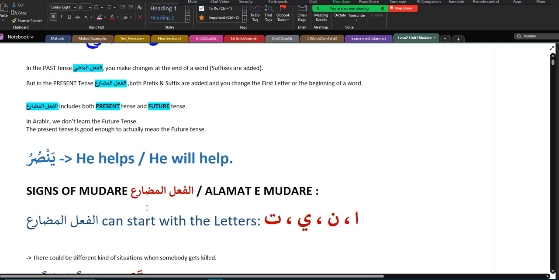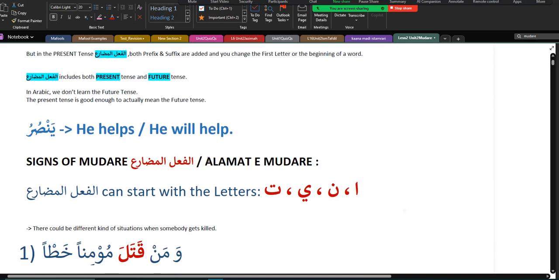For example, if I say yansuru, nasara is to help, he helped. Yansuru is he helps, the present tense, or he will help, the future tense. So mudare includes both the present tense and the future tense. And what are the signs of fi'l mudare? That is called alamat mudare. So the fi'l mudare can start with the letters alif, noon, ya and ta. You can remember it as anita. Okay, alif, noon, ya and ta.